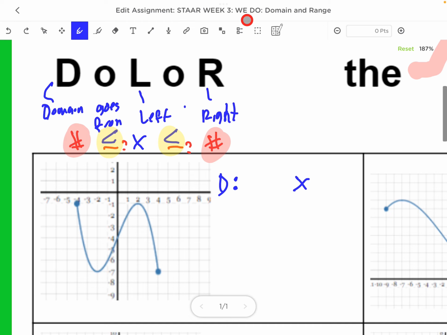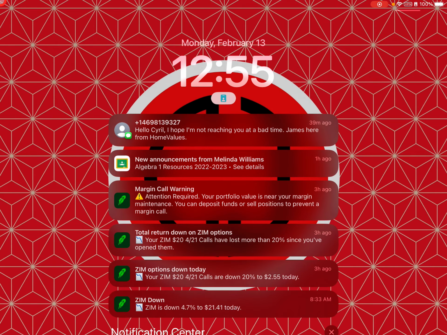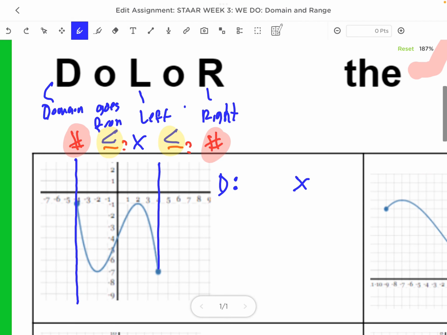So here's what we're going to do. Go ahead and draw a line from the farthest thing that you see this function drawn on. That's the left, and then I'm going to put one for the right, all the way to the right.